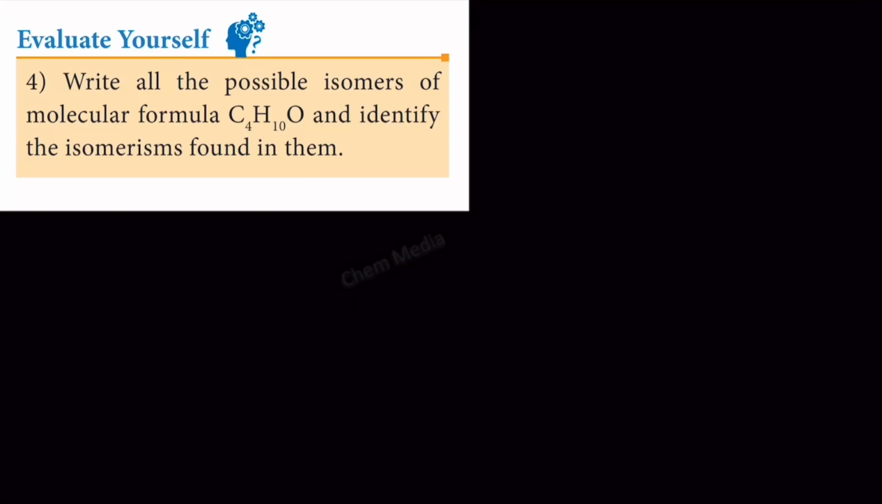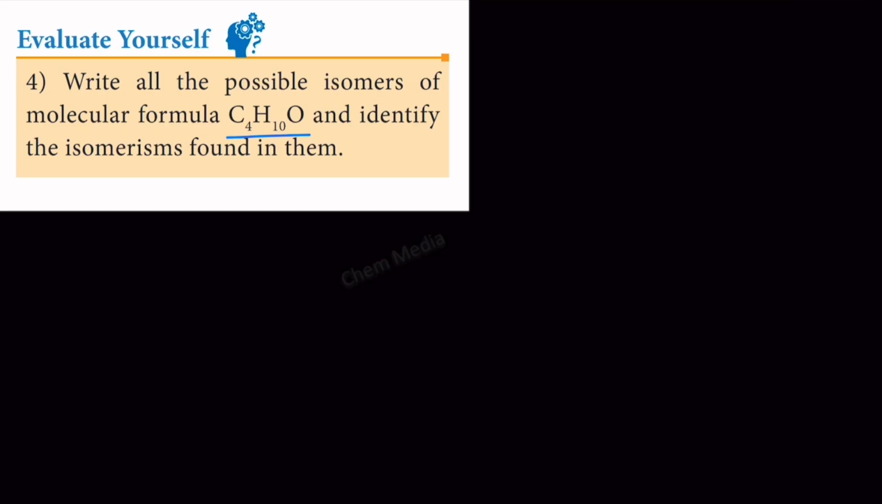Hello everyone, here is a question based on structural isomers and structural isomerism. Write all the possible isomers of molecular formula C4H10O and identify the isomerisms found in them.